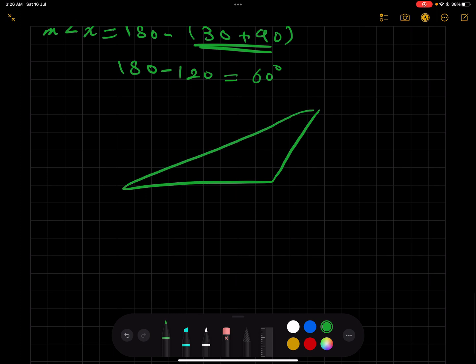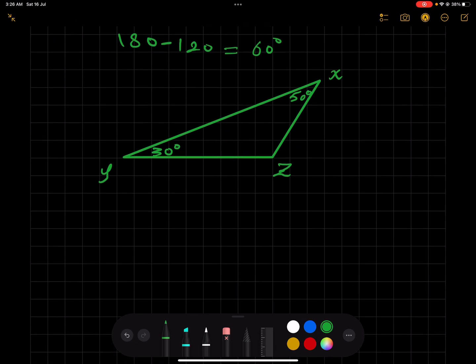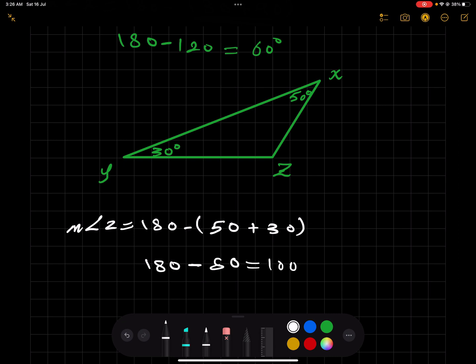What if we get something like this? We get an obtuse angle triangle. By the way, we get the first one equal to 30 and the next one equal to 50. I want to figure out the measure of angle Z. So you have to subtract the sum of the two angles X and Y from 180. So it will be 180 minus, you have to open a bracket like this, 50 plus 30. So it will be 180 minus 80, so it's going to be 100. That's all.